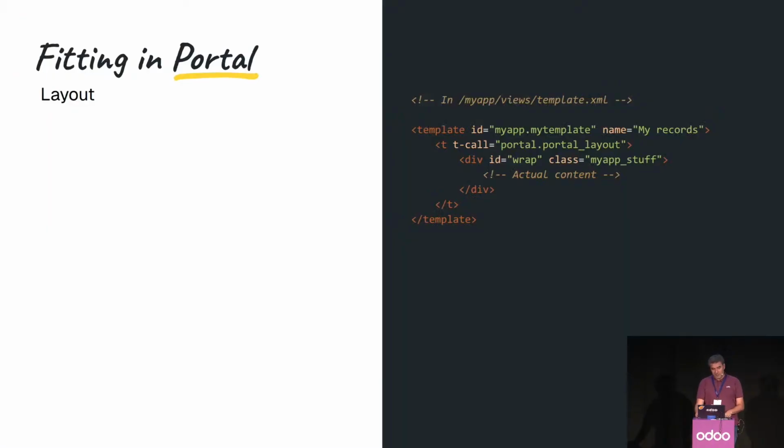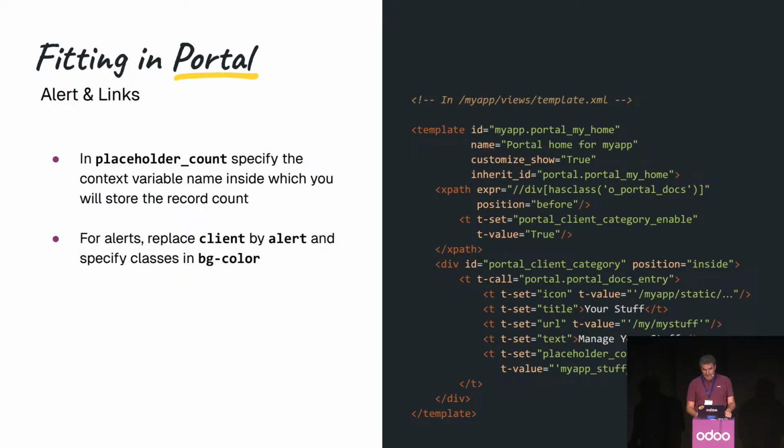Fitting in the layouts, it's pretty much the same as in website, except that you use the portal.portal layout instead of the website one. To put the information inside the portal homepage, you need to activate the section in case you're the only module that actually needs it. So you set portal client category enable to true. That makes the set of blocks in the bottom available. And then within portal client category, you add a T-call to portal docs entry where you describe your block.